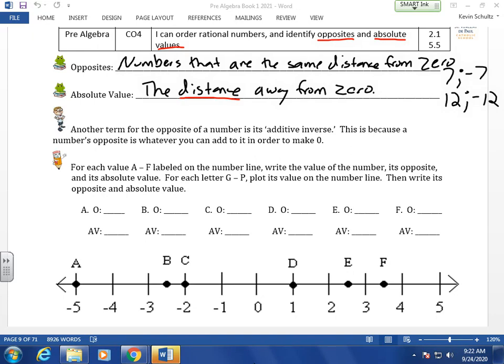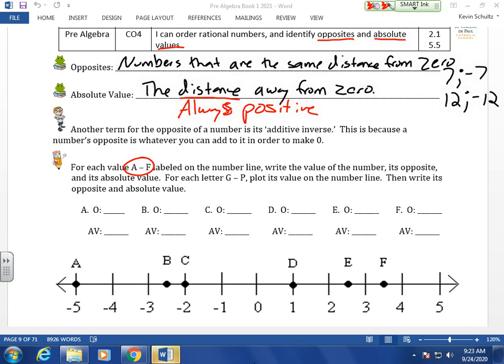So when we talk about a number's absolute value, the absolute value of a number is always positive. The absolute value of a number is always positive because a distance, which an absolute value defines, cannot be negative. All right? So what we're going to do is start focusing on the points that I've labeled on this number line here, points A through F. And we are going to write each point's opposite. That's what the O is for there. And each point's absolute value. That's what the AV stands for there.